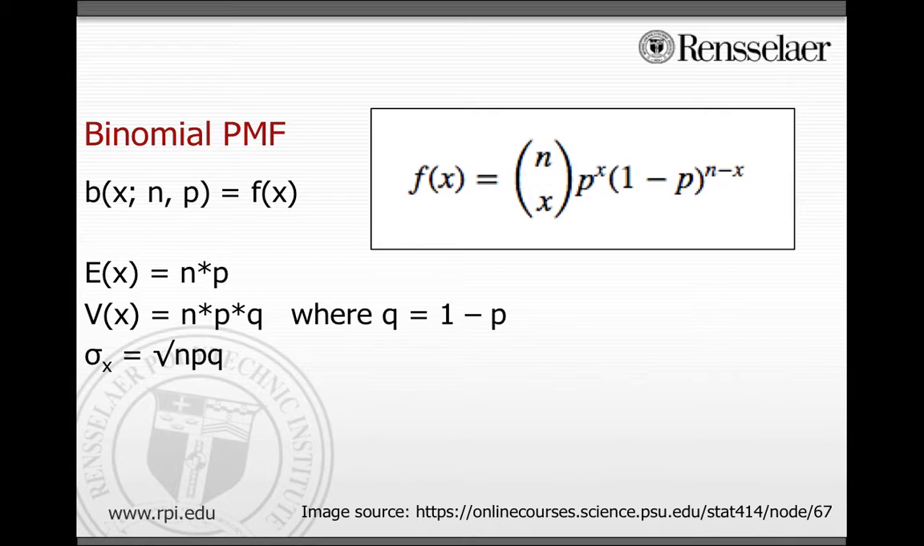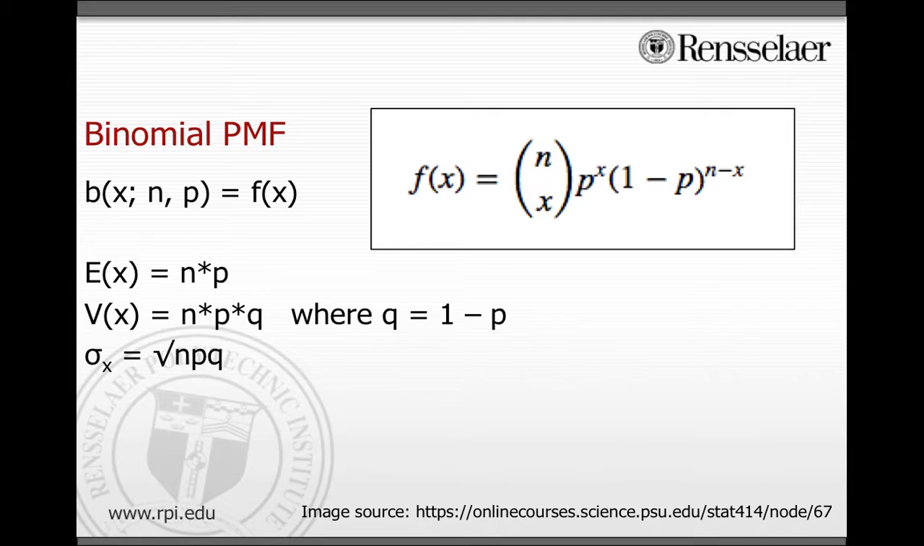And the PMF is equal to n choose x, x being the number of successes you want to look for in the problem, multiplied by the probability of success to the x power, multiplied by 1 minus p, to the n minus x power.